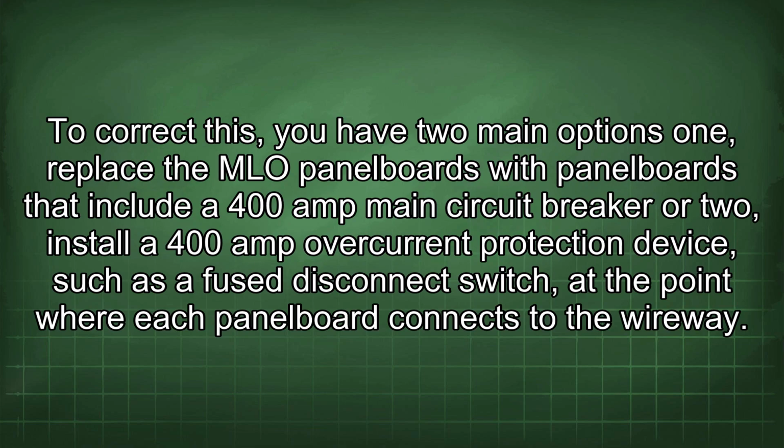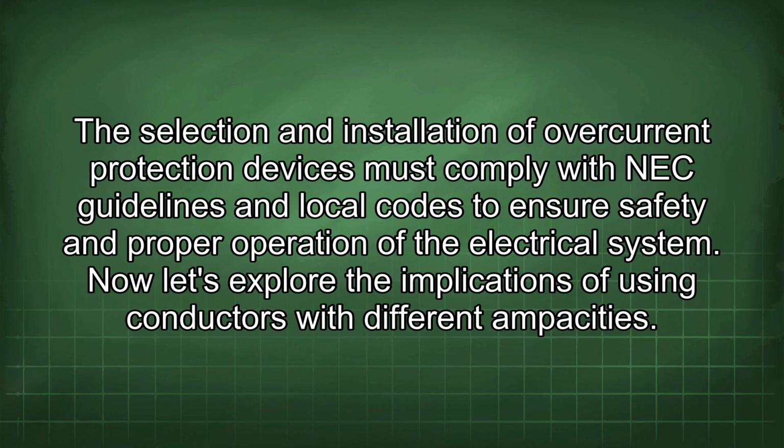To correct this, you have two main options. 1. Replace the MLO panelboards with panelboards that include a 400 amp main circuit breaker, or 2. Install a 400 amp overcurrent protection device, such as a fuse disconnect switch, at the point where each panelboard connects to the wireway. The selection and installation of overcurrent protection devices must comply with NEC guidelines and local codes to ensure safety and proper operation of the electrical system.